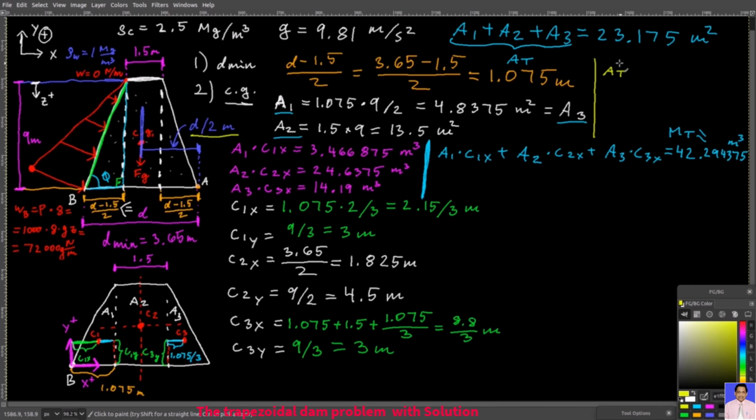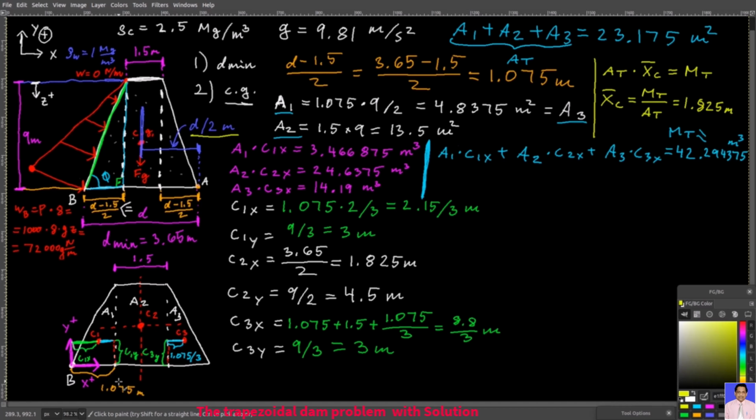And now I have A total that I will multiply by my combined centroid of the entire cross-section in the x direction, and it has to equal M total. And so x bar C, that's MT over AT, and that will give me 1.825 meters. So x bar C, that's the combined centroid of the trapezoidal cross-section in the x direction, measured from point B. As expected, it's right in the middle of the cross-section.